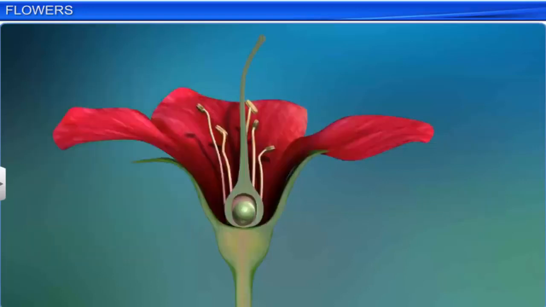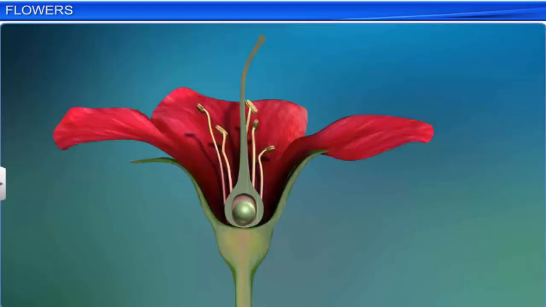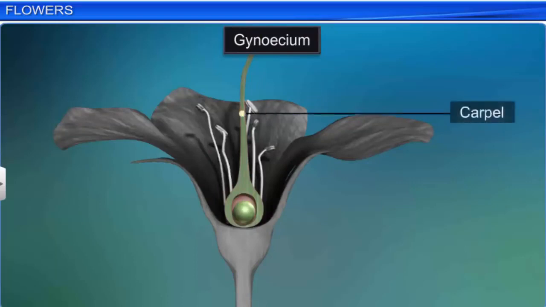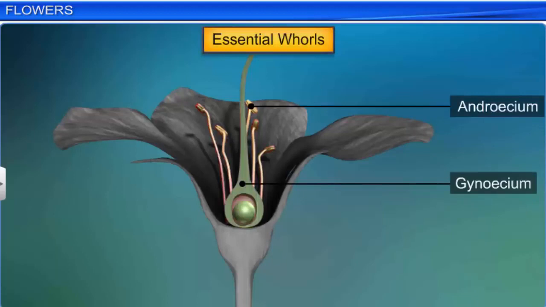The whorl inner to the corolla is the andrecium, consisting of stamens, which are the male reproductive organs. The innermost whorl is the gynoecium, consisting of one or more carpels, which are the female reproductive organs. Both the andrecium and gynoecium are the reproductive organs of a flower. They are also called the essential whorls of a flower.